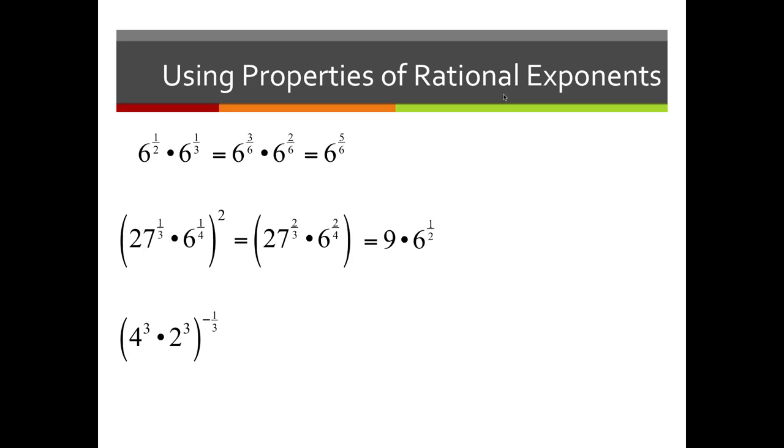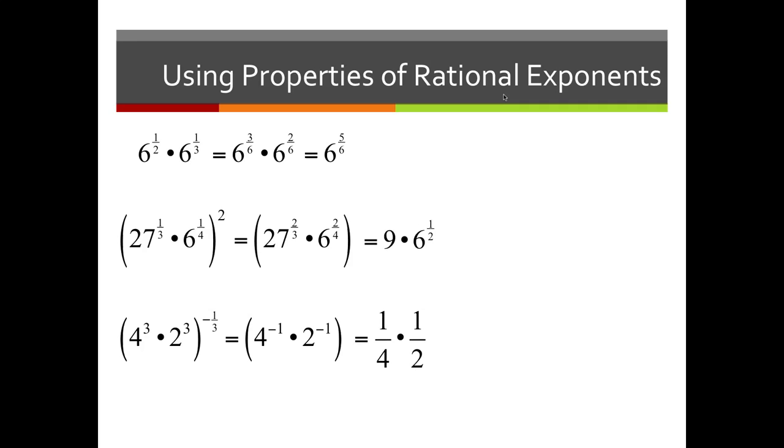Now in the next example, we've got 4 to the 3rd power times 2 to the 3rd power, all being raised to the negative 1/3 power. Again, there are some different options on how you can go about this. I chose to take each factor and raise it to the negative 1/3 power first, which leaves me with 4 to the negative 1st power times 2 to the negative 1st power.